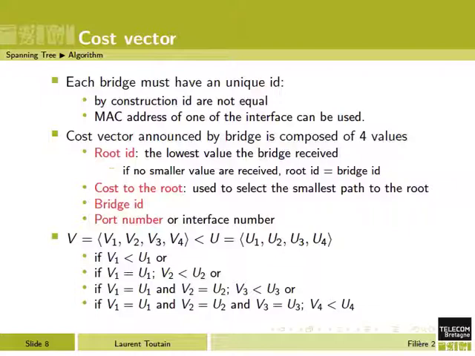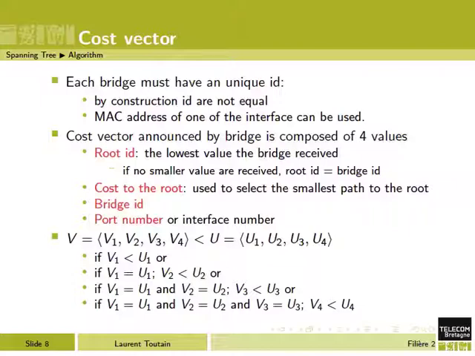And here, as we have done in the previous example, the goal is that everybody on our network will agree to have the smallest element, the smallest bridge, as the root. So that's the first value. If we agree on the root, so here we will have V1 equal U2, then in that case, if we have the same value here, we will look at the second value. The second value is a cost. So our goal is to have the smallest tree.